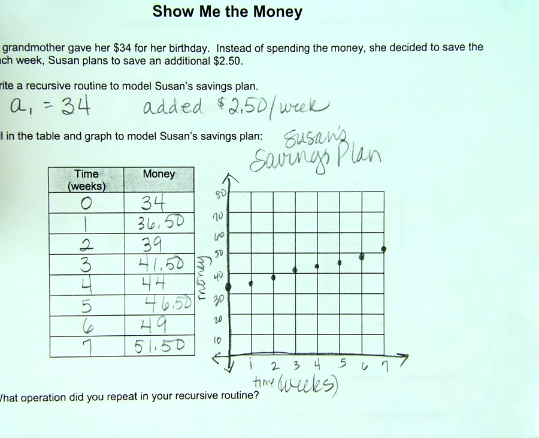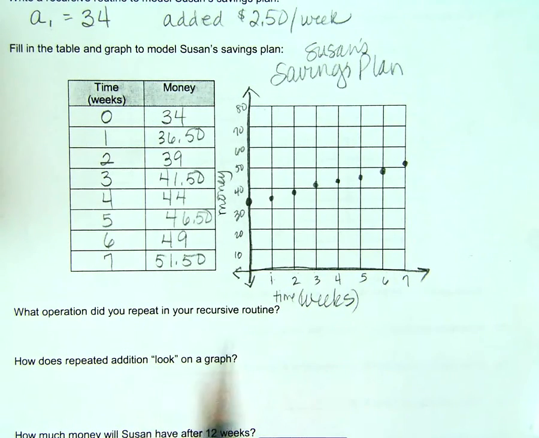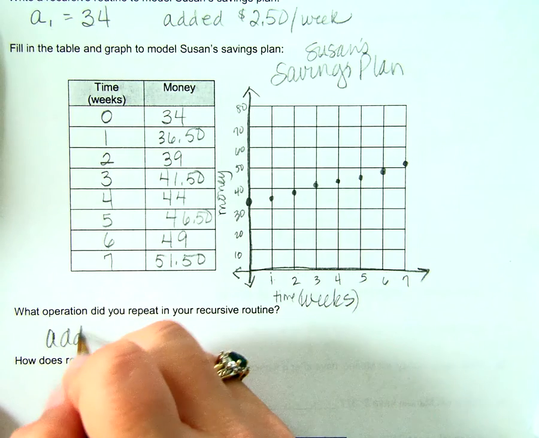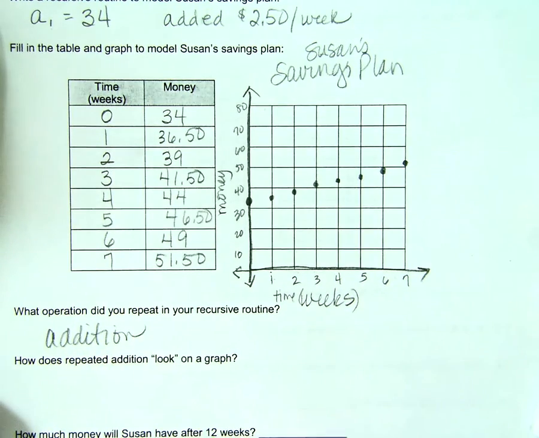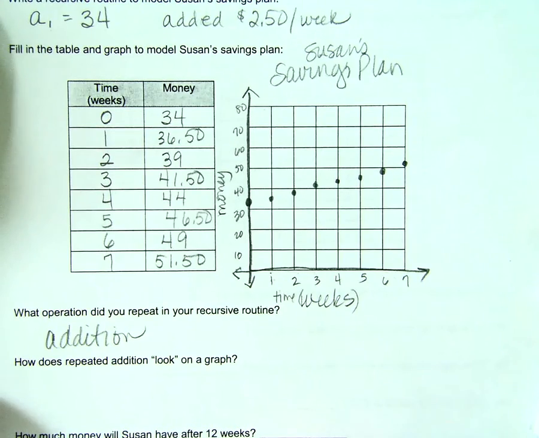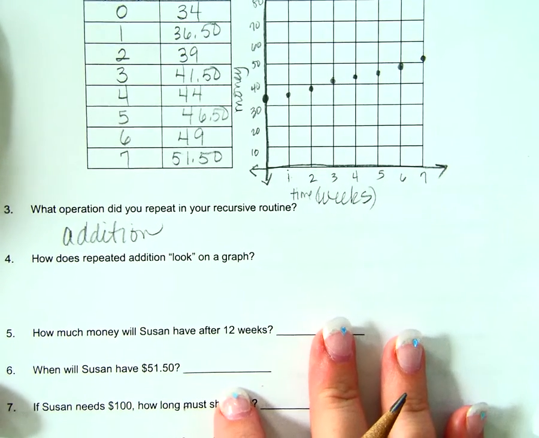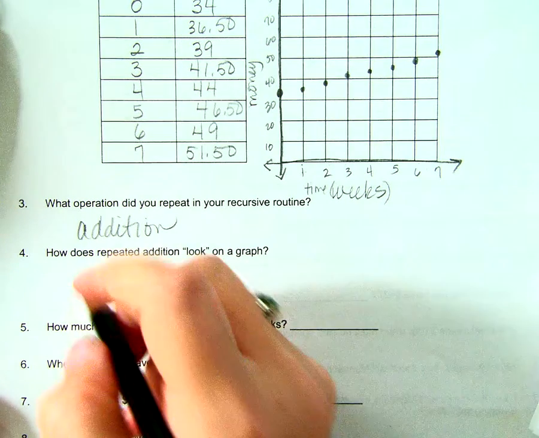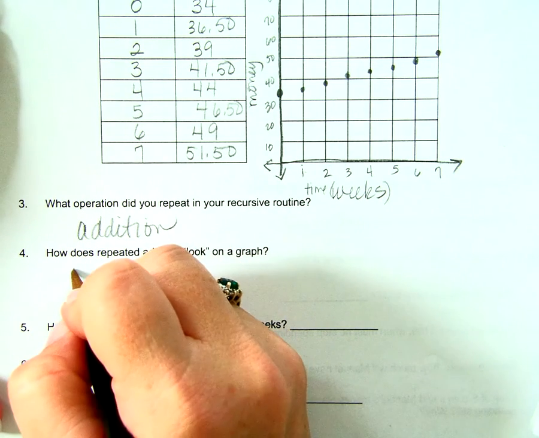Is yours close-ish to mine? What operation did you repeat when we made this table or in the routine? So we repeated addition. What does repeated addition look like on a graph? You're showing me with your hand the right way. Can you find the right word? I didn't hear you. I apologize. So increasing line.